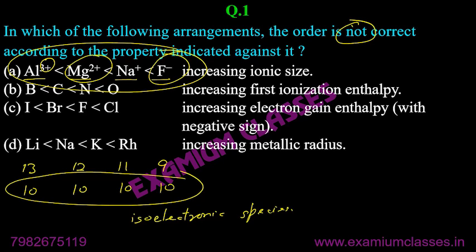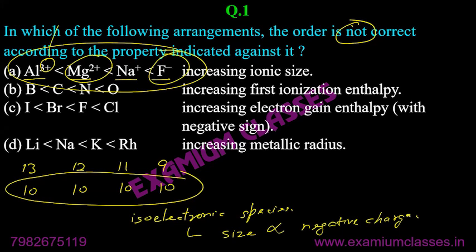And isoelectronic species, you need to remember the trend. The trend is that the size increases with negative charge. So for isoelectronic species, size is proportional to negative charge. And the reason is very simple.